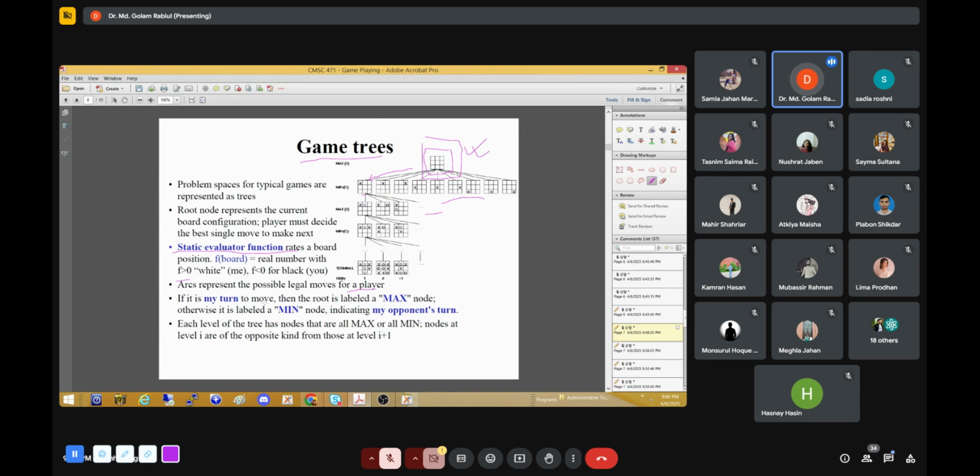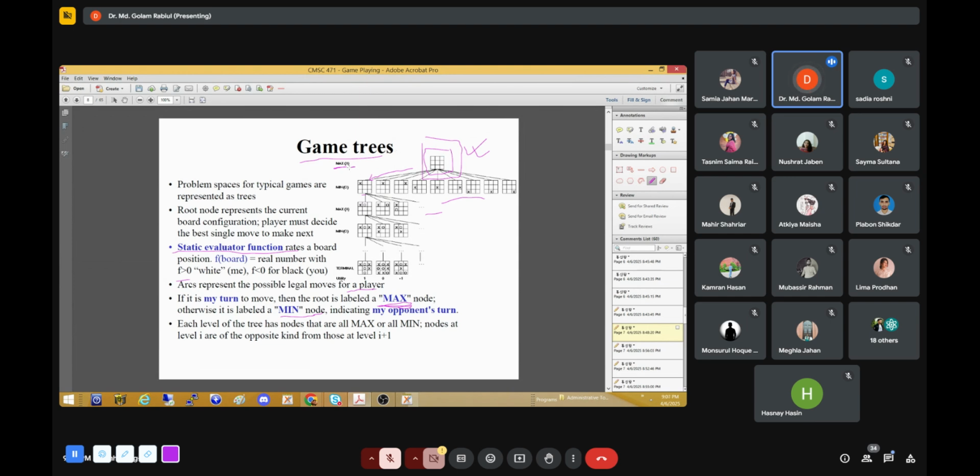If it is my turn to move, then the root is labeled as max node. So if it is my turn to move, then we can consider this one is the max node. Why max node? Because we want to maximize the utility. So that's why we can see that this is the max. So if it is my turn, then we have to label it as the max node. And otherwise it is labeled as the min node. That is for the opponent's case.